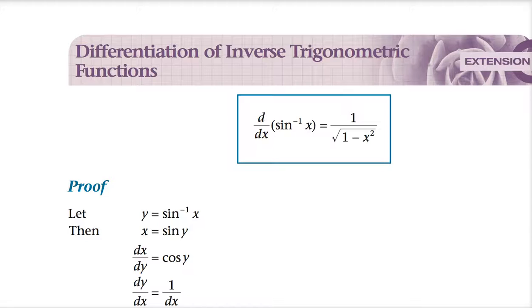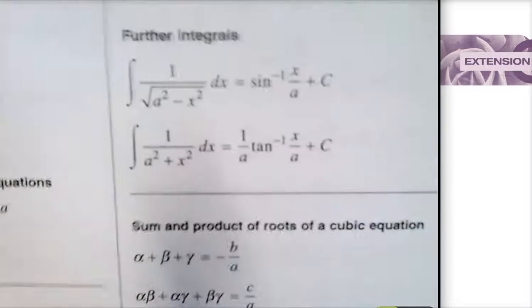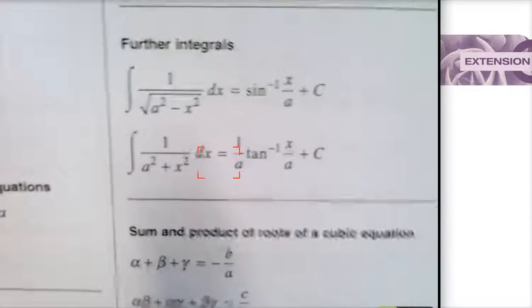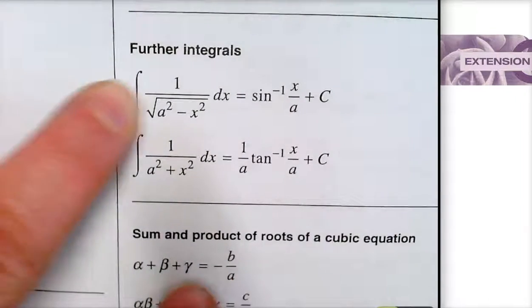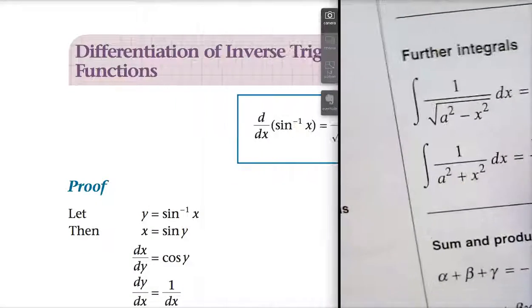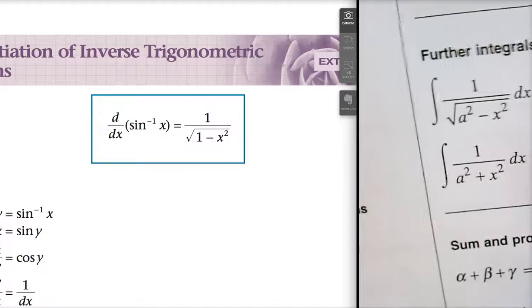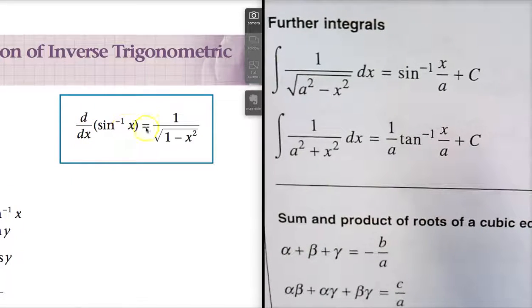I'm just going to go to the formula sheet. Notice the rule is not on the formula sheet, just the integration is on the formula sheet. Because if you integrate, so actually I'll put them side by side. Here we go. Right, let me just set myself up. So differentiate inverse sine of x, you get 1 over the square root of 1 minus x squared.